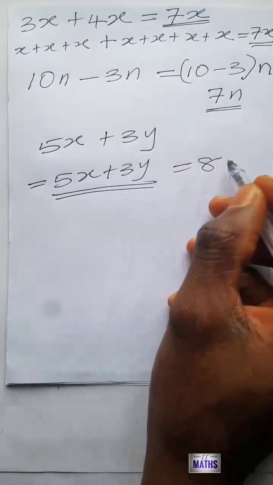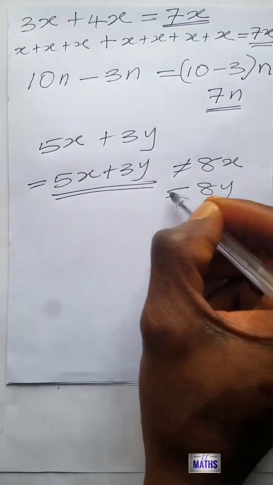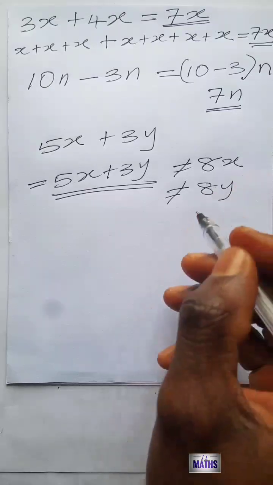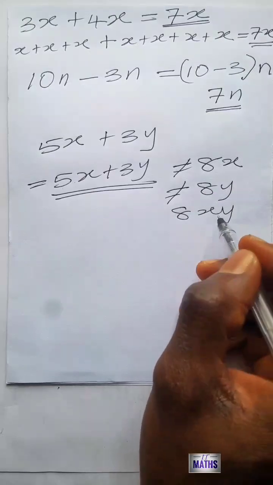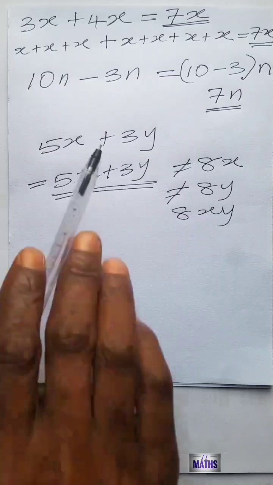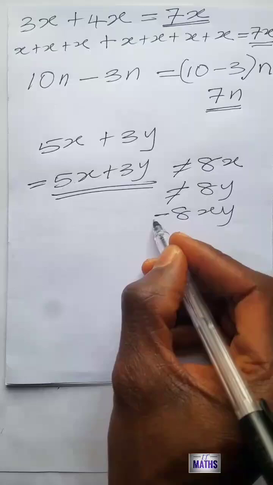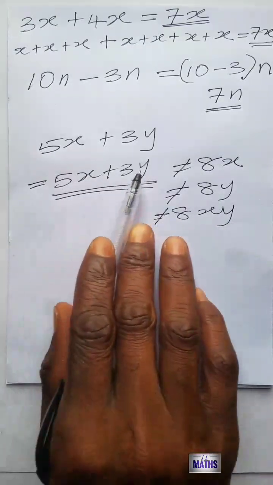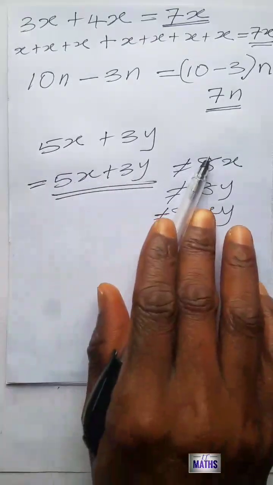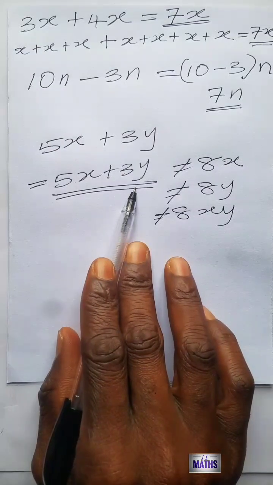8 what? Would you say 8x? That would be wrong. Would you say 8y? That would be wrong. Would you say 8xy? Do you say 8 pencils y? Do you actually have 8 pencils? No, you only had 3 pencils and 5 pens. So there is no way you can add when the letters are different. Please take note. This remains the way it is. You don't change it.